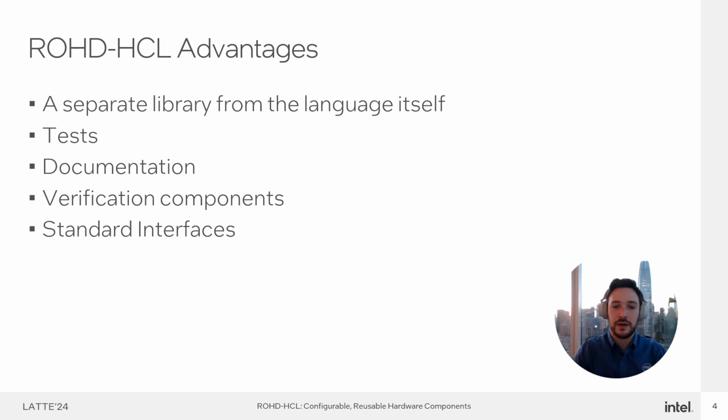Standard interfaces are often re-implemented in different designs. ROHD-HCL provides configurable implementations of common standard interfaces, like APB. Configuration information can be queried by designs on either side of the interface, as well as by verification components attached. Standard interfaces also enable the ability to automate handshaking, even between different protocols, making designs more easily composable.